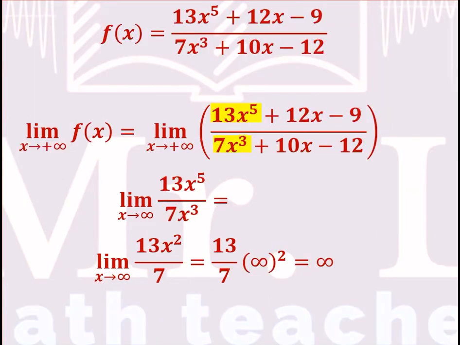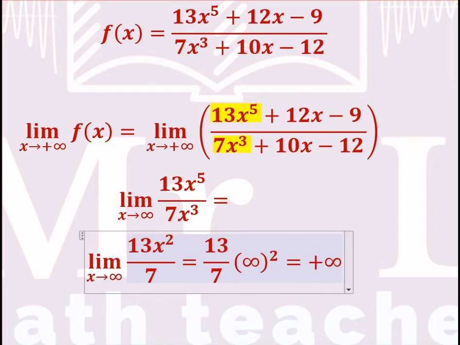So always remember guys that infinity or plus infinity is the largest positive quantity that we know, in which, when we say infinity squared, it will give infinity because we don't have something bigger than plus infinity. And also if you multiply 13 over 7 by infinity, it will remain plus infinity. So the answer here in this particular example is plus infinity.